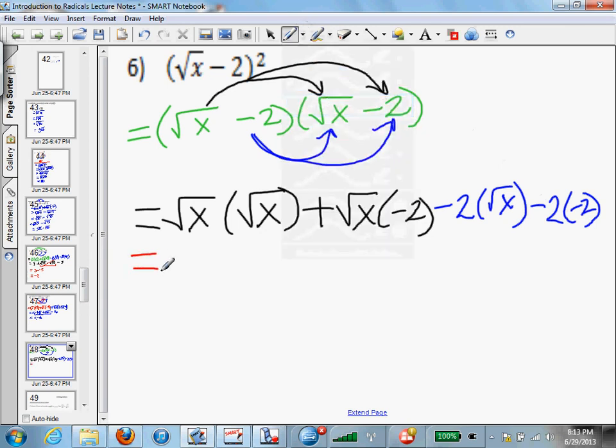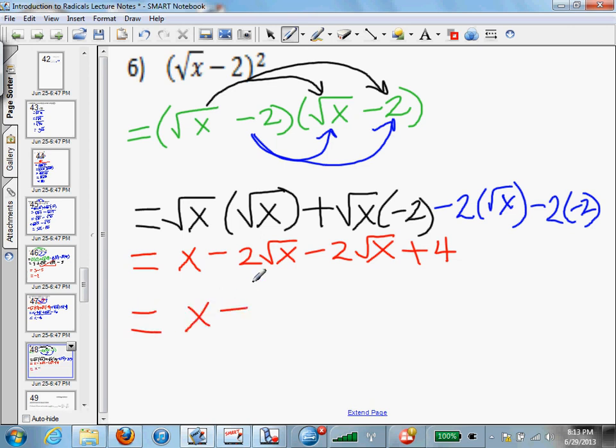Now to go through and simplify, square root of x times square root of x will just leave you with x. Now we're going to have a square root of x times negative 2, leaving you with negative 2 square root of x. We're going to do the same thing again because this is what this portion in blue simplifies to, the negative 2 times square root of x. And finally, the negative times a negative gives you a positive. 2 times 2 is 4. If you simplify this further, you'll have x minus, this middle portion will turn to a negative 4 square root of x, plus 4 as your final answer.